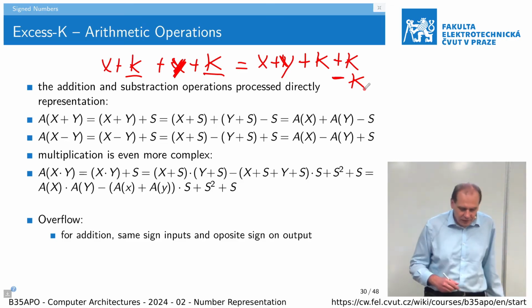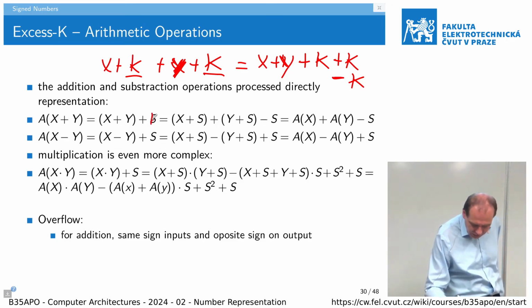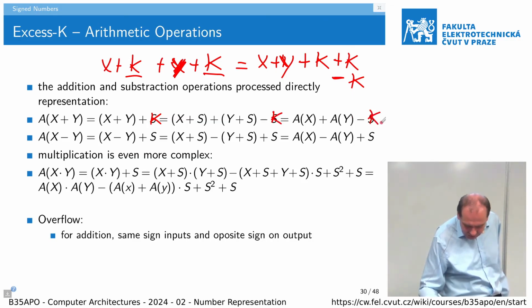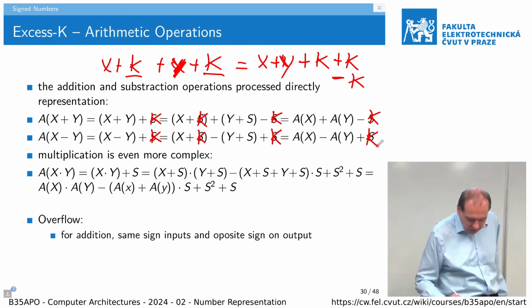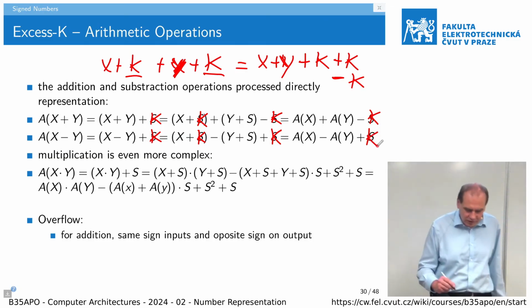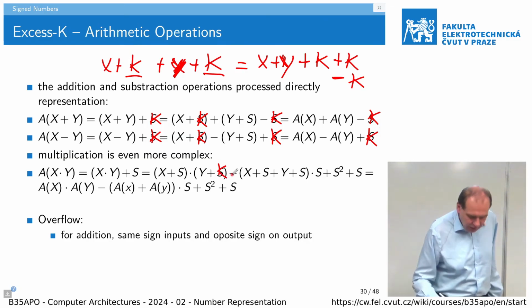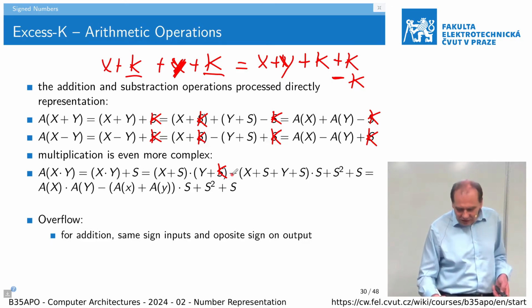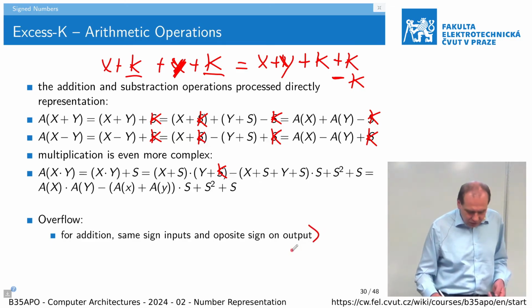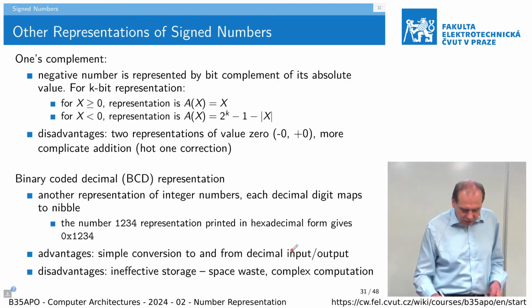And here it is written as, I should rewrite it to k, because in English it is called the excess k representation. So it is a mistake here. Yes, and as I have translated it from the Czech language, it is incorrect. For multiplication, it is even more complex, and it is usually not solved.